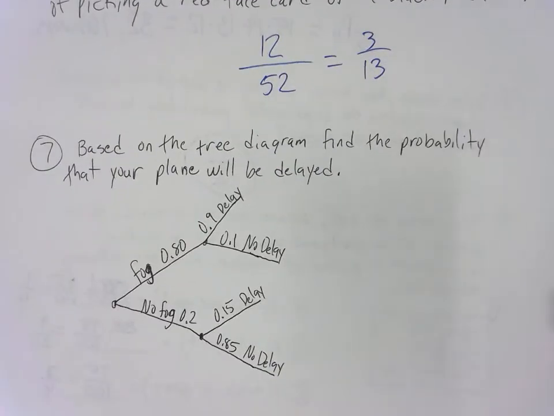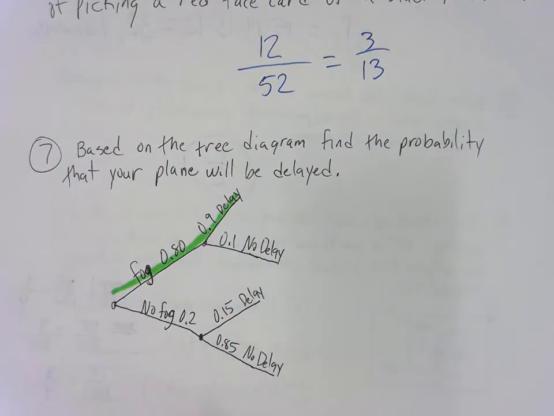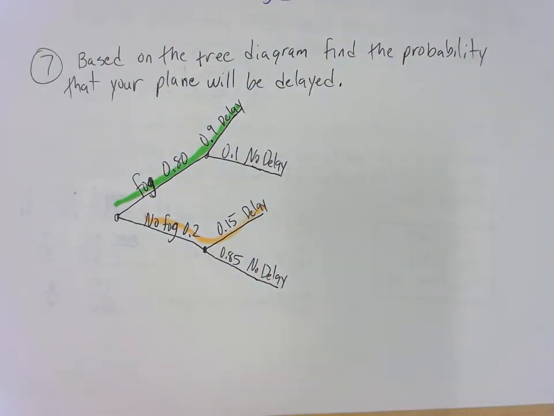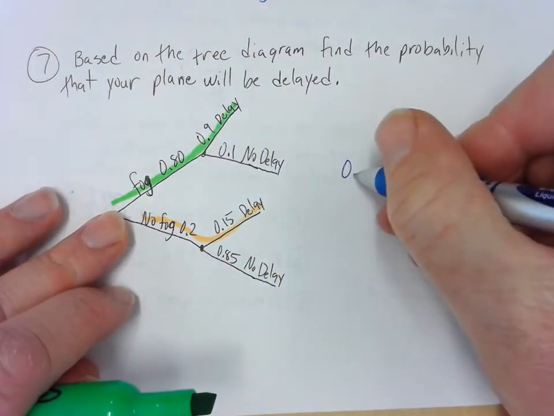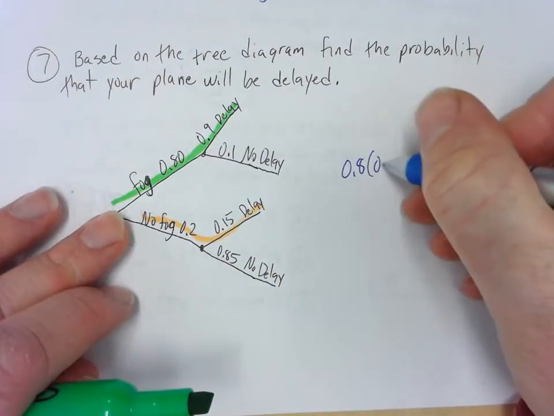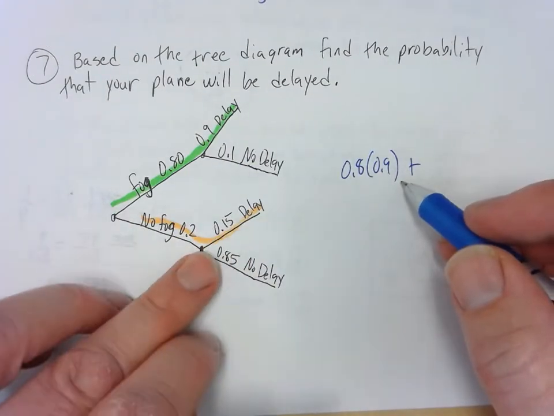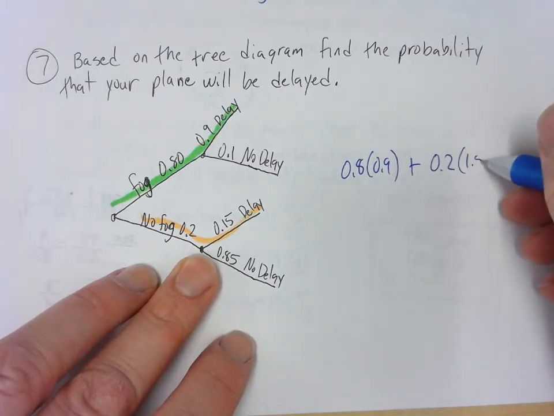This is an and/or problem. There's 2 ways to have a delay. So we're going to delay our plane. So there's fog in the area. If there's fog, there's a 90% chance of a delay. And then down here, there's no fog, but then there's still a 15% chance of a delay. So we can do this way or this way. So it's going to be 0.8 times 0.9 plus, or, so that's the green way, or we could have a delay this way, which would be 20% chance times 15% chance.